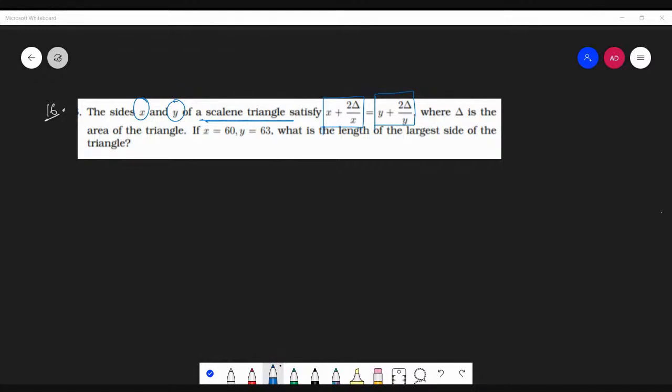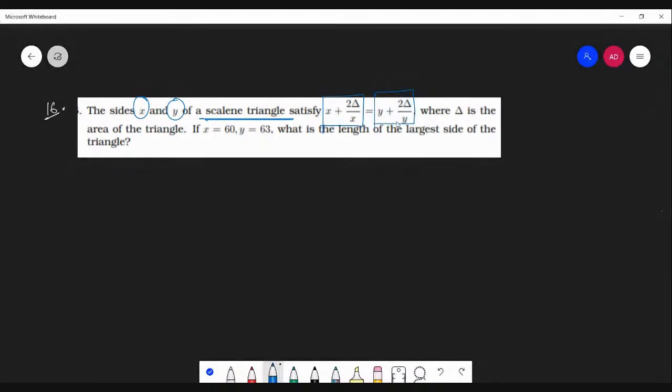Here delta represents the area of the triangle, and it's given that x is equal to 60 and y is equal to 63. So what is the length of the largest side of the triangle?